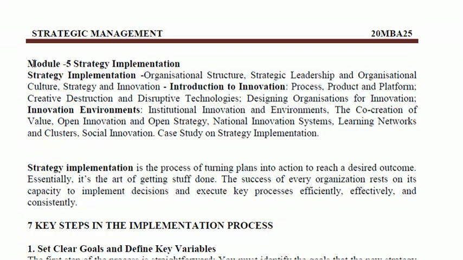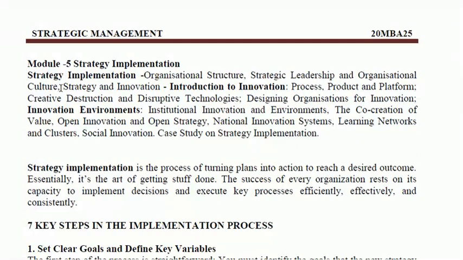I'm in Module 5. In the previous session, we had started Module 5. I have completed the first part, which is Strategic Implementation. Just the steps of implementation I had covered. In this session, I'll be explaining the organizational structure, the leadership, and the organizational culture.